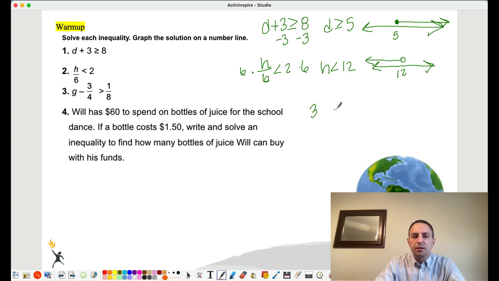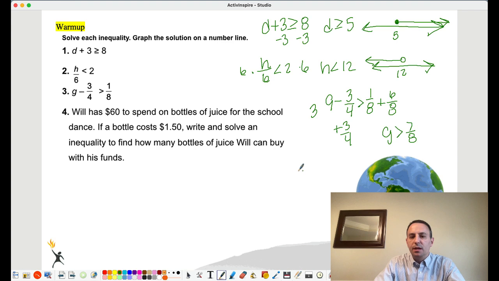For number 3, g minus 3/4 is greater than 1/8. So we'd add 3/4 to both sides, but in this case, we're going to switch it to adding 6/8. So we say g is greater than 7/8. Here's my number line down here. This time 7/8 would be my number right there, and greater than would show an open circle going to the right.